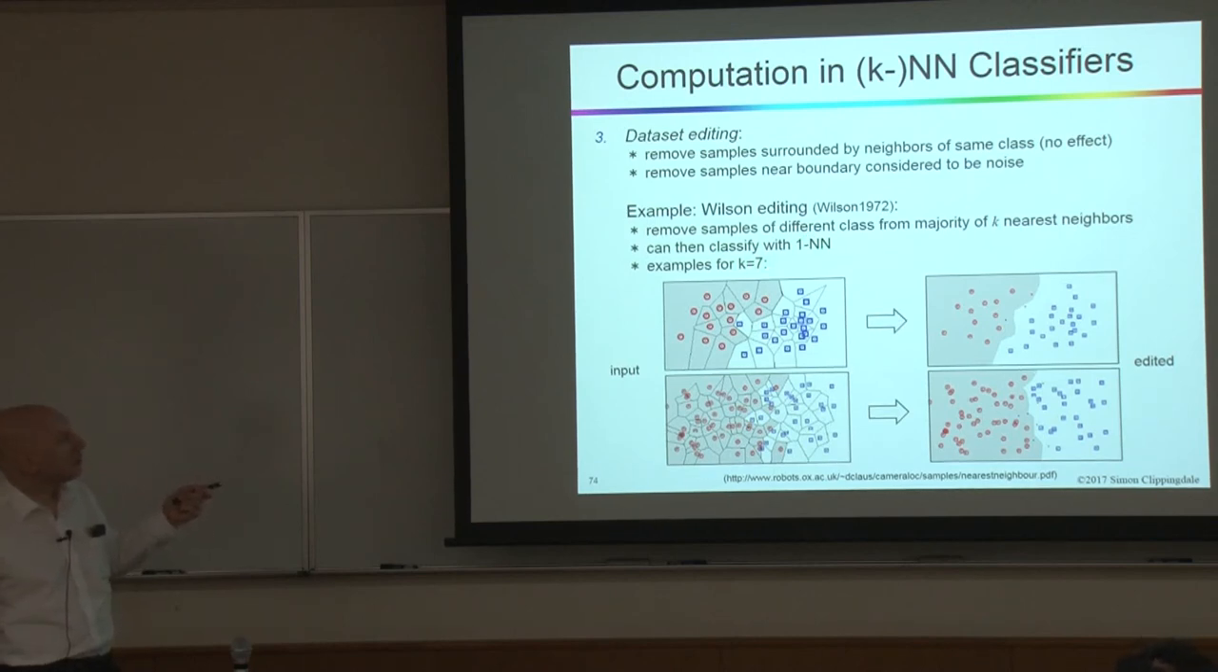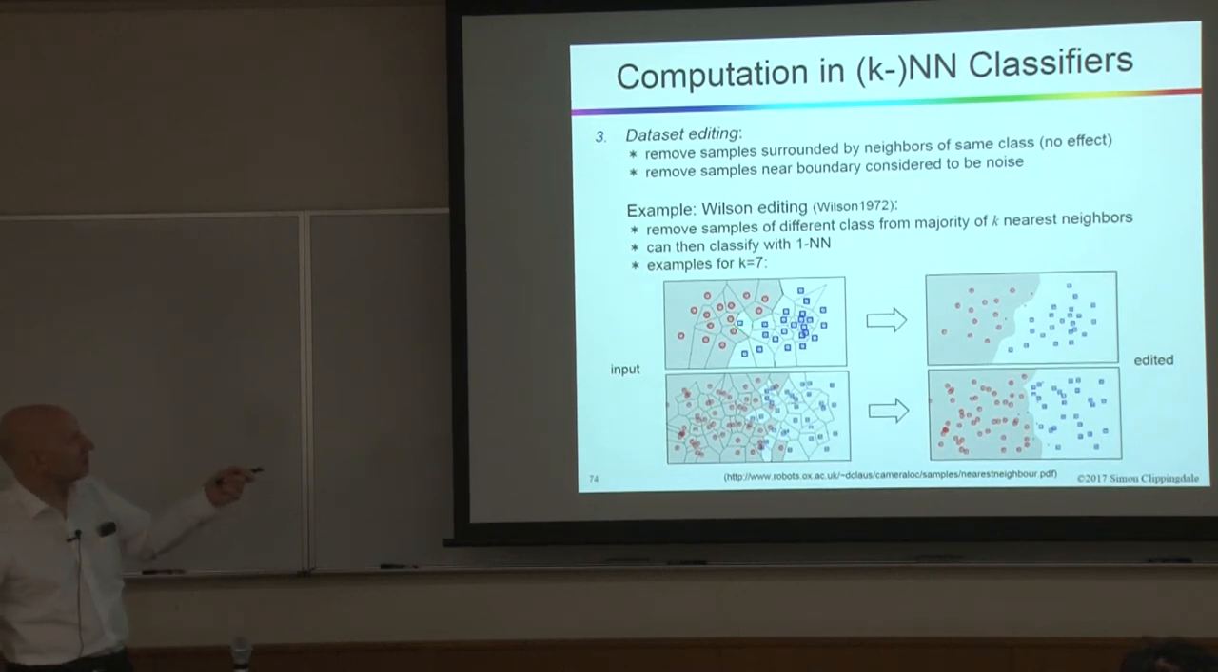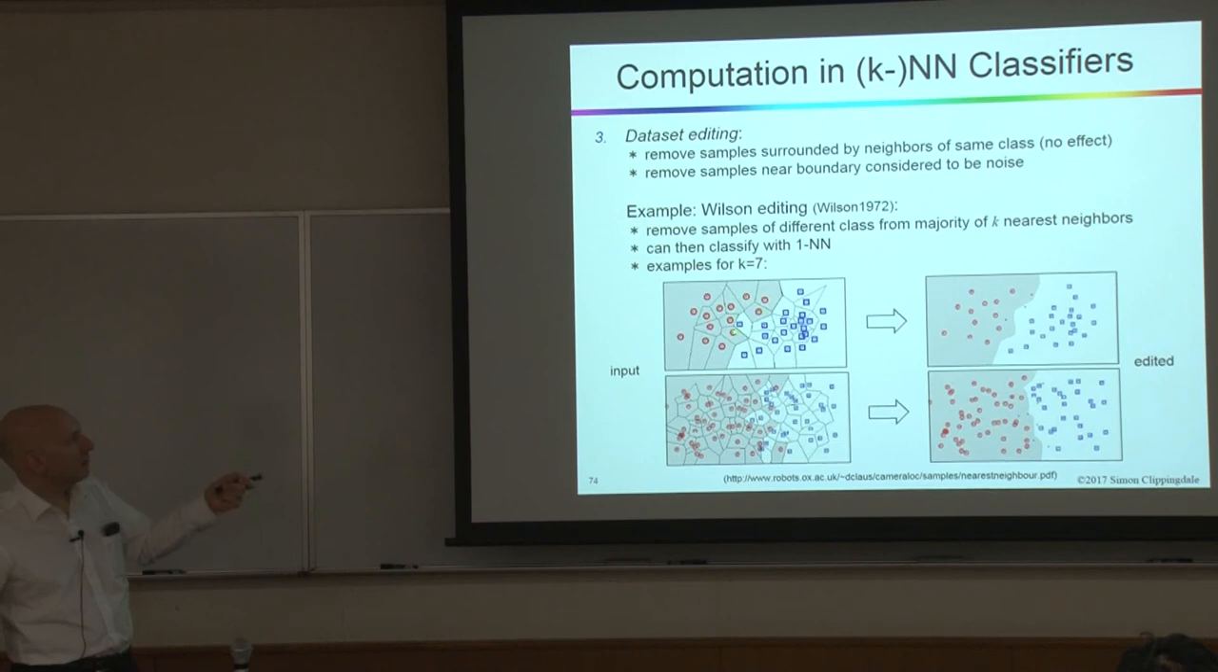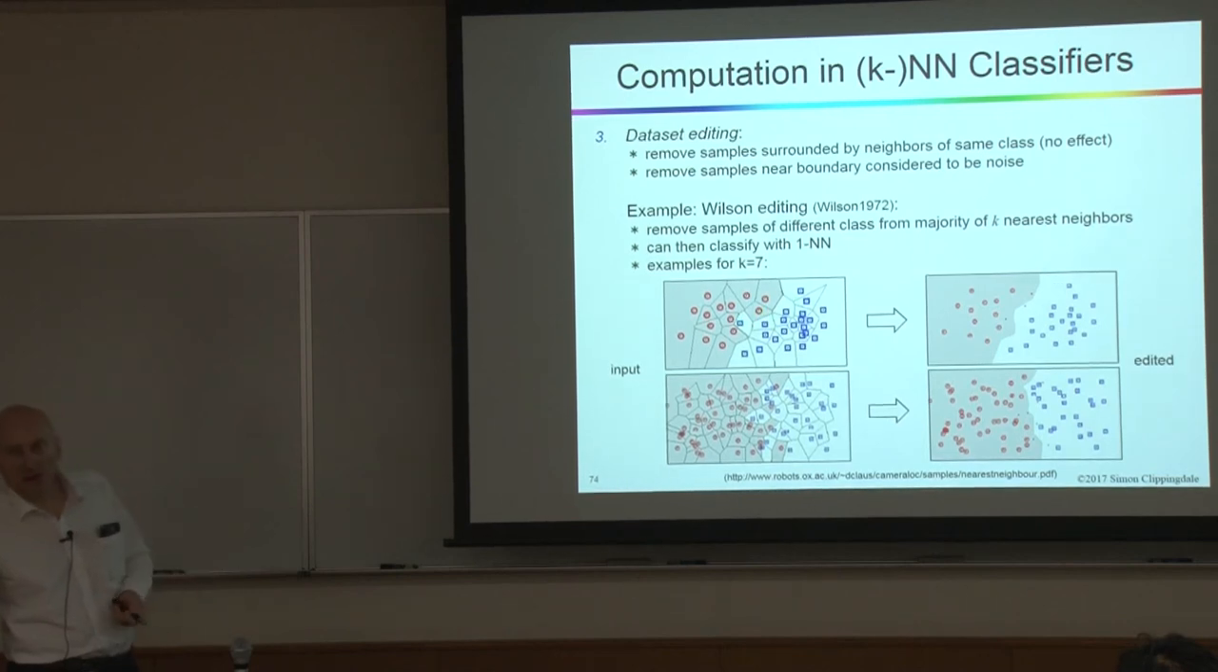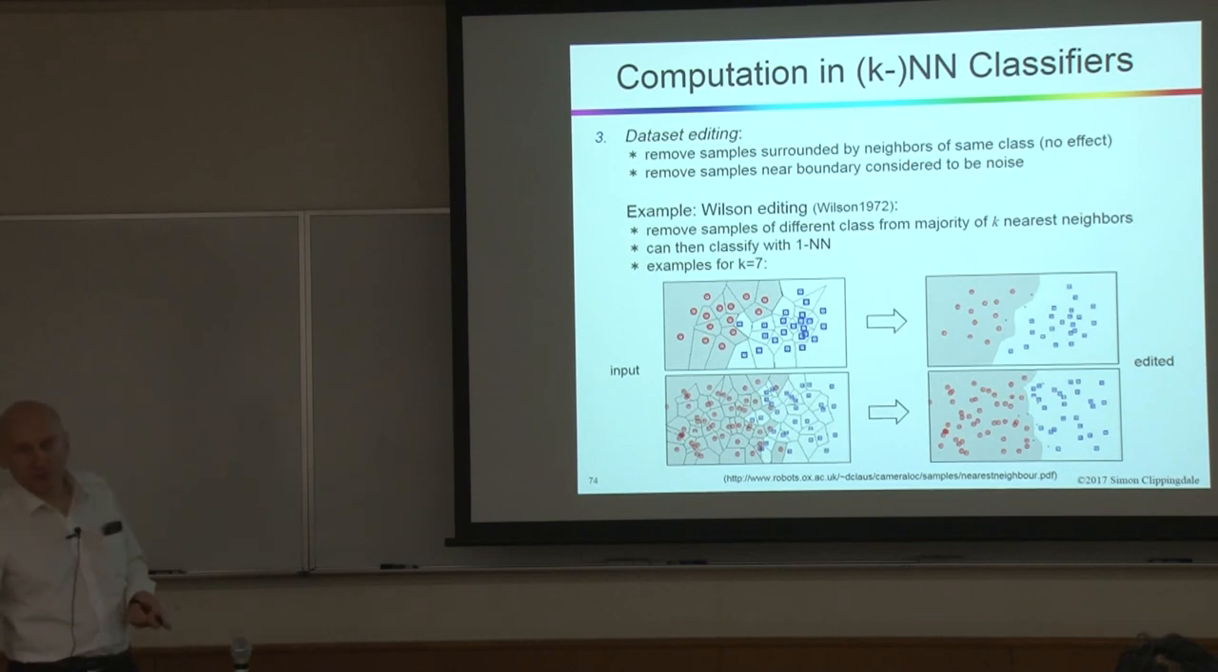So here's an example for K equals 7. For example, this training vector here, the majority of its 7 neighbours are of the other class. So we can remove that one. There it is, that's the removed sample there. Same with this one here. The majority of its neighbours, these guys around here, are of the other class. So we can remove that from the data set. There it is, gone. And just use a single nearest neighbour classifier. Here's another, more complicated example, where this nasty-looking boundary, after simplification, looks something like that, just from having removed a few of these samples near the boundary.